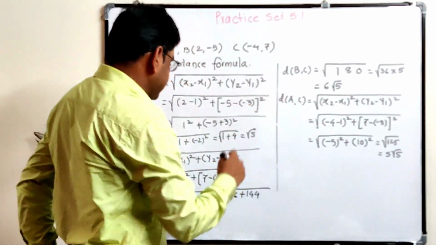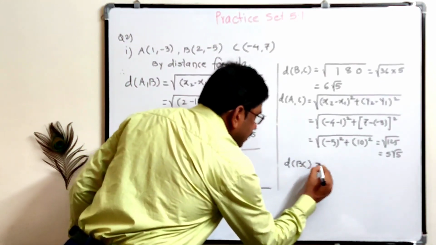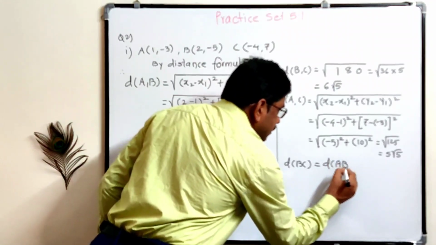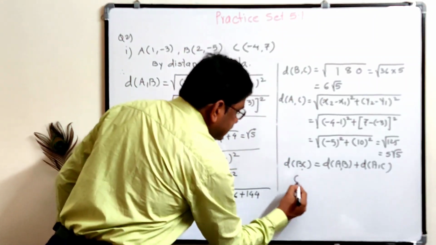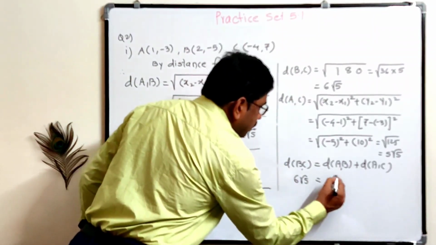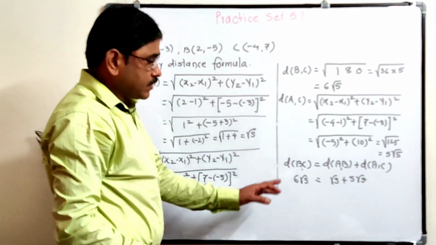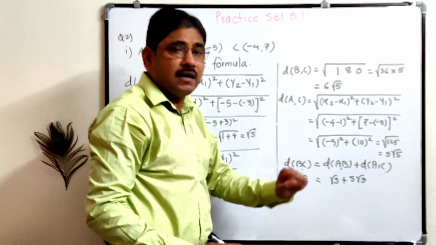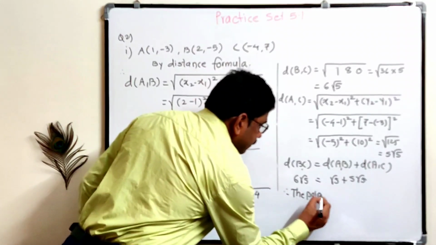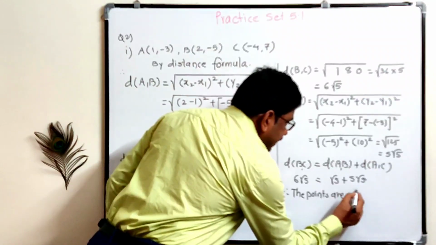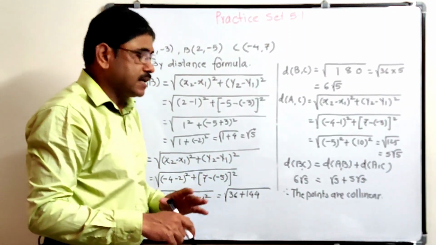Now larger distance is BC. BC is 6 root 5. So here distance BC is equal to distance AB plus distance AC. 6 root 5 is equal to root 5 plus 5 root 5. And if the greatest distance is equal to sum of the other two, therefore the points are collinear. If this distance is not equal to, then these points are not collinear.